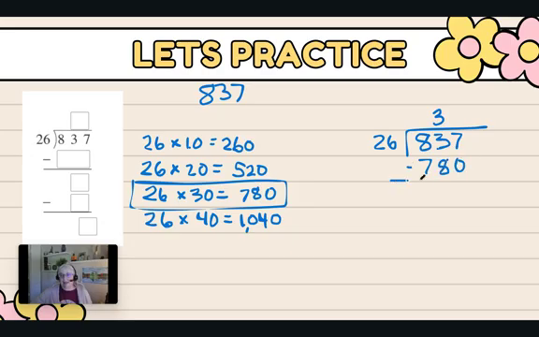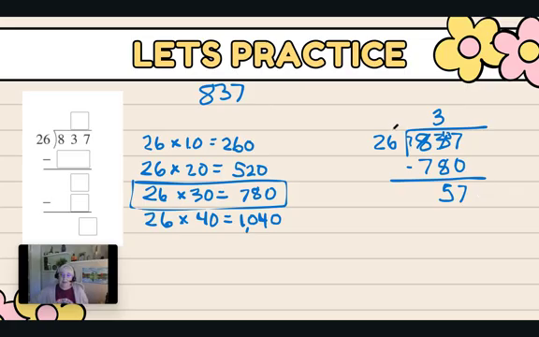Let's subtract to see how much we have left. 7 minus 0 is 7. 3 minus 8 I can't do, so I have to go next door and get some more. That makes this 13. 13 minus 8 is 5. And 7 minus 7 is 0. Okay. 57 is what we are left with.